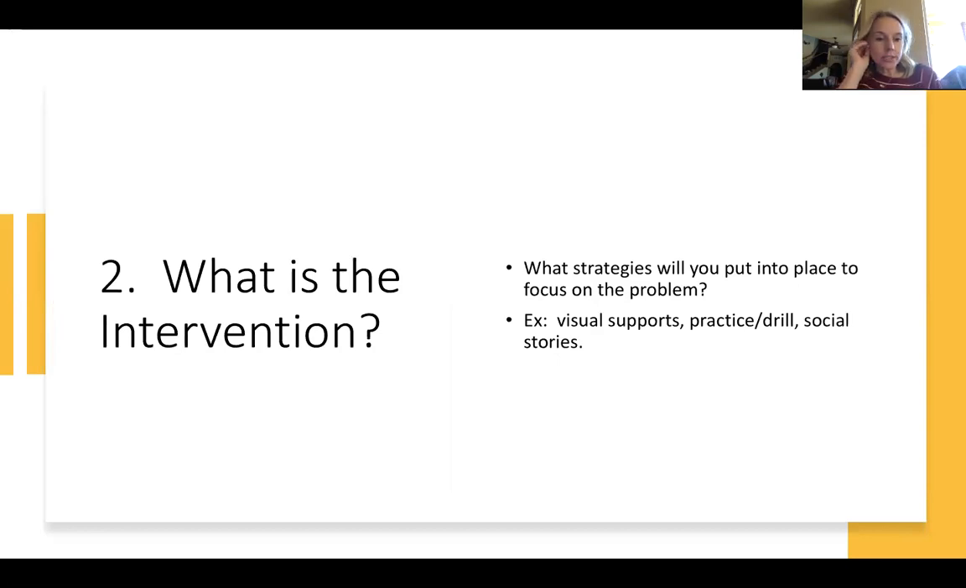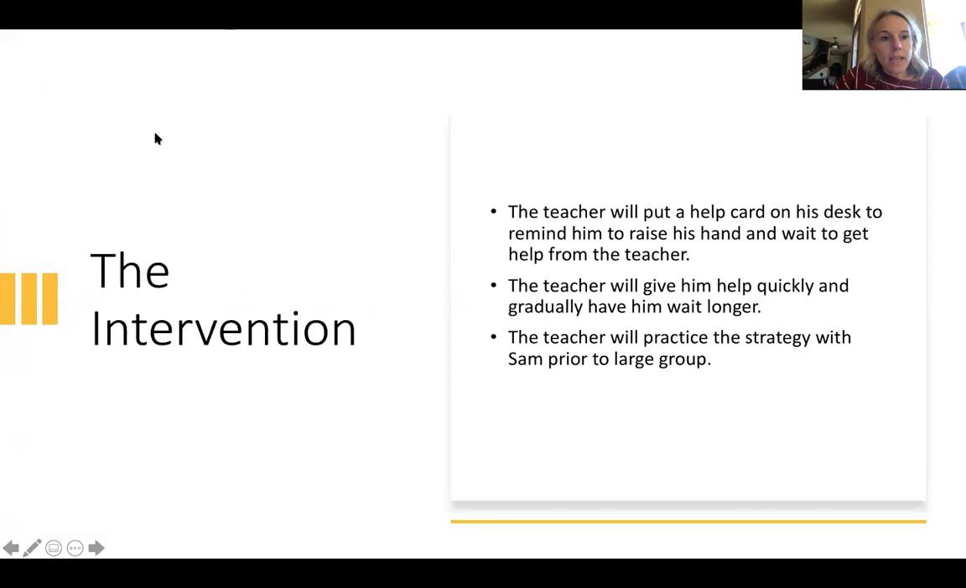Number two, what is the intervention? What strategies will you put in place to focus on the problem? Are you going to use visual supports? Are you going to use practice drills, task analysis, social stories? What is that intervention that you're going to be using to address the problem? For this student, I put on here that maybe the teacher will put a help card on his desk to remind him to raise his hand and wait to get help from the teacher. The teacher will give him help quickly and gradually have him wait longer. The teacher will practice the strategy with Sam prior to large group. Those are just some things I put that we might use as our interventions.